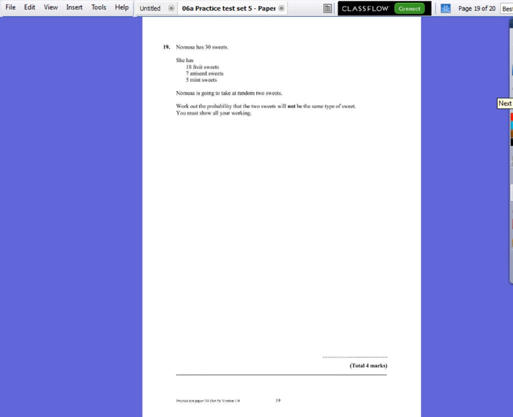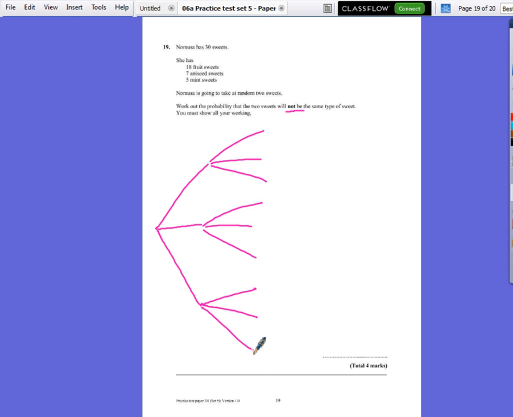Question 19. Namusa has 30 sweets. She has 18 fruit sweets, 7 aniseed sweets and 5 mint sweets. She's going to take 2 sweets at random. Work out the probability they will not be the same. Now, if we do a probability tree for this, the fruit sweets would be 18 over 30, the aniseed sweets would be 7 over 30, and then the mint sweets would be 5 over 30.